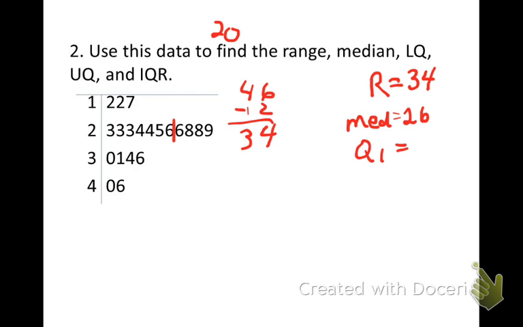Q1 is going to be the smaller set of data, the 227, 333, and so on, and there will be 10 of those, so I need to count over 5. So 2, 2, 7 is 3, 4, 5. So after that, oops, not there.